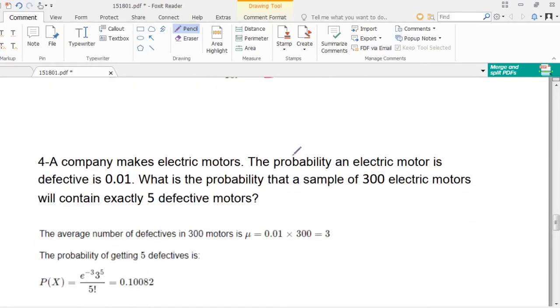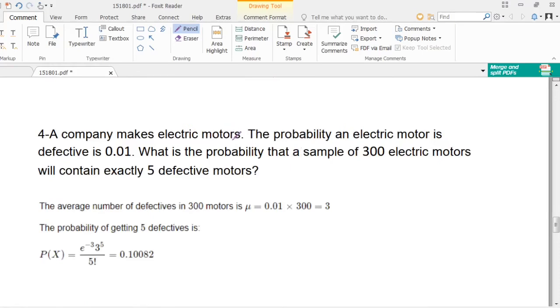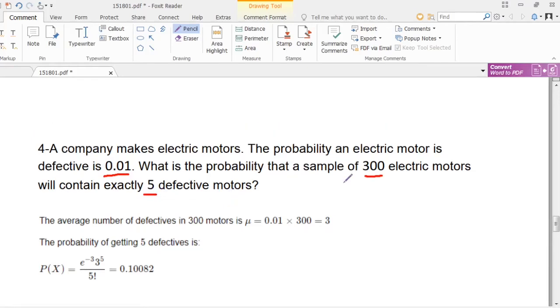The next example is about a company that makes electric motors, and the probability of an electric motor being defective is 0.01. What is the probability that a sample of 300 electric motors will contain exactly 5 defective motors? So here it again talks about sample and defect. And here it is asking about a rare thing, which is the defect. So we will model it as a Poisson.